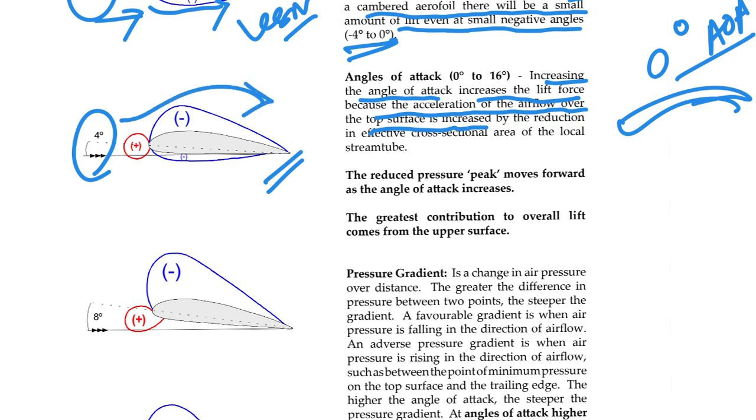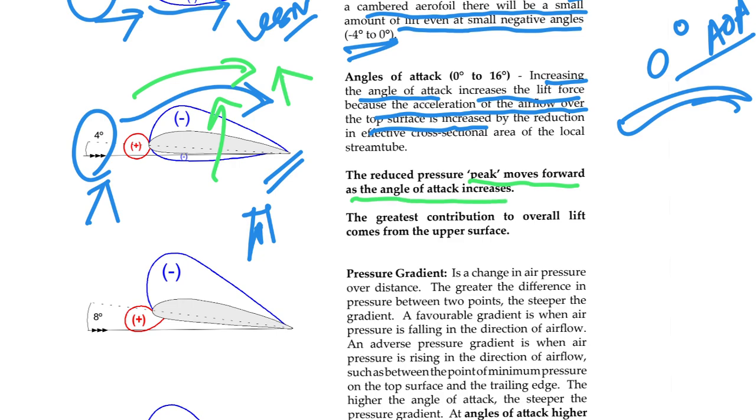That means the more the angle of attack is increasing. If your angle of attack is increasing, so airflow above the wing is also increasing. Okay, so if the airflow increases, then more upward force will be generated. That is the thumb rule. The reduced pressure peak moves forward as the angle of attack increases.